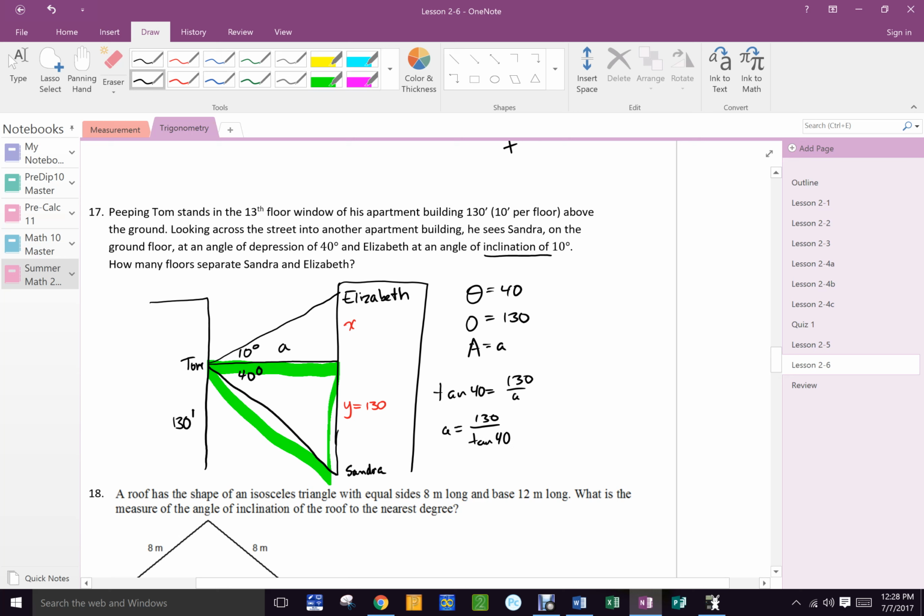Once I have A, can I find X? I have a new theta of 10. I have an adjacent of whatever this is, correct? This number right there. And I have an opposite of X, that red X, right? Once I find that red X, what do I do with X plus 130? I just add it to find the whole distance. Everybody cool?